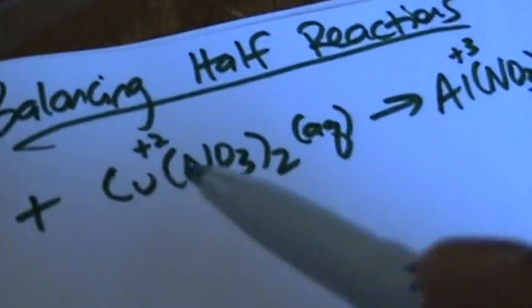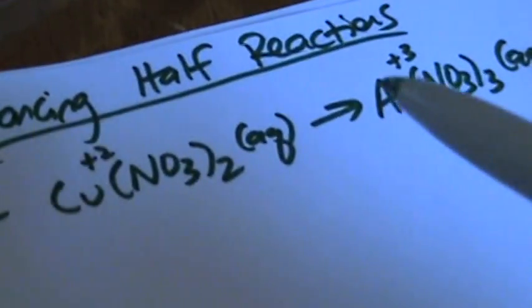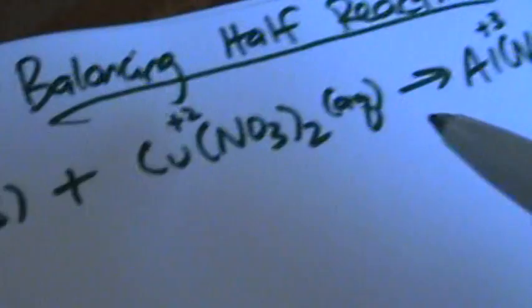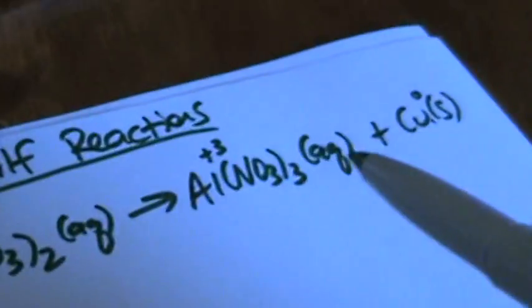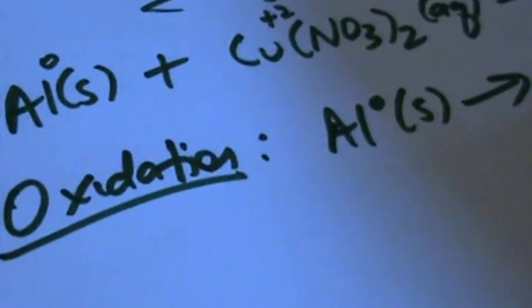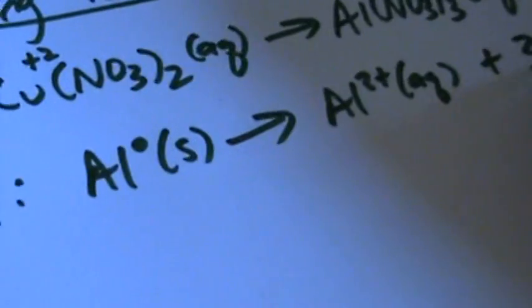So, aluminum went from 0 to +3, and copper went from +2 to 0. Therefore, aluminum is going through oxidation, and copper is going through reduction. So, we can write these reactions. The oxidation half reaction is Al0 solid going to Al3+ aqueous. But remember, we have to include 3 electrons to conserve the law of conservation of charge.